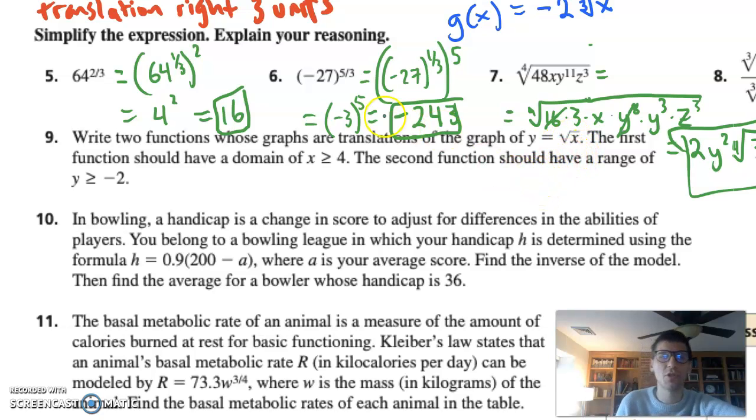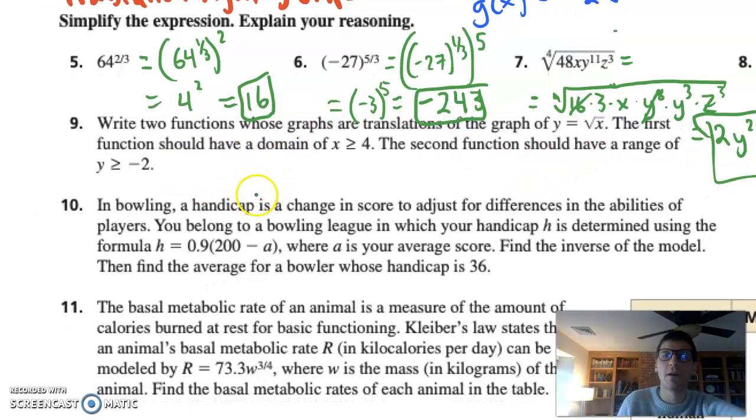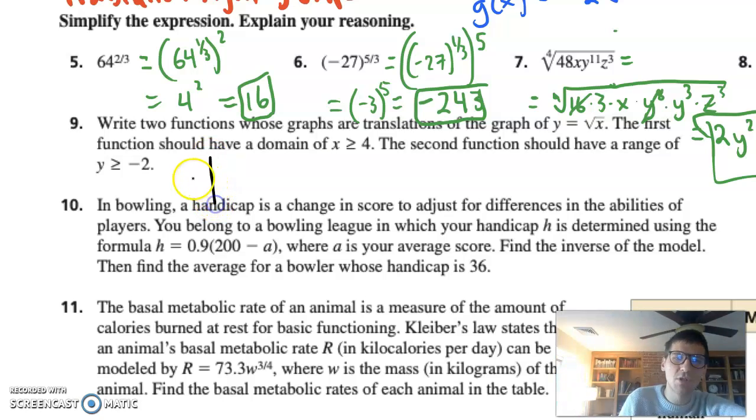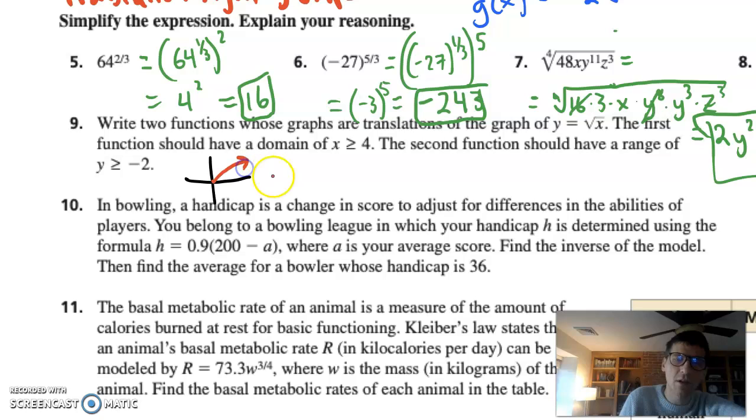The first function should have a domain of x is greater than or equal to 4, and the second function should have a range of y is greater than or equal to negative 2. Well, we know originally a square root function, if I draw it in red here, has a domain of x is greater than or equal to 0, and a range of y is greater than or equal to 0.